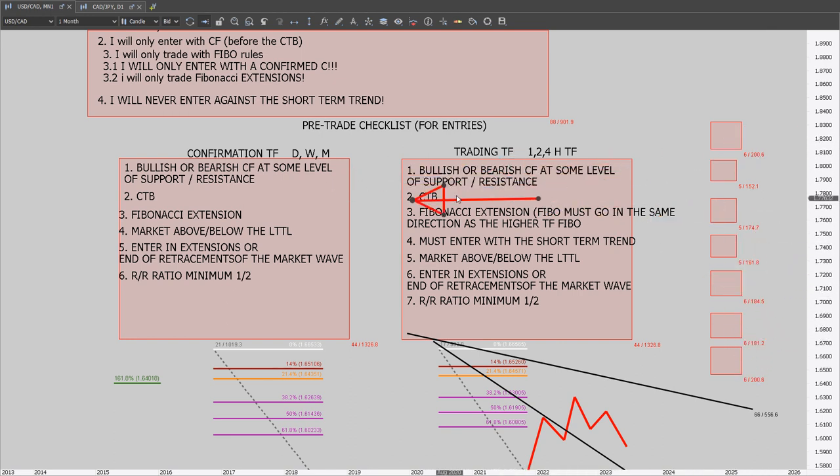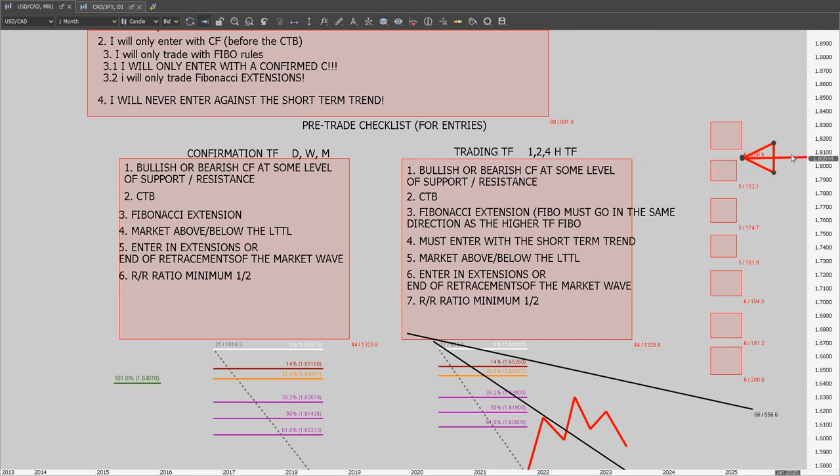We are going to go through these rules. Okay, this is an entry strategy. It's a simple entry strategy for beginner traders. Nothing too complicated. You can make it your own. You can put in what you like, and you can throw out what you don't like.